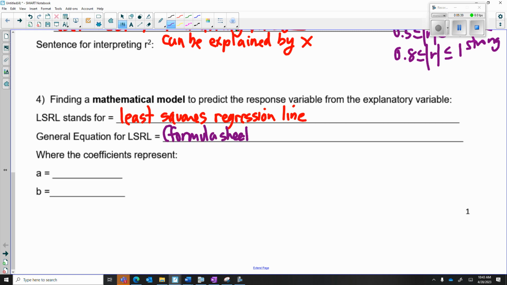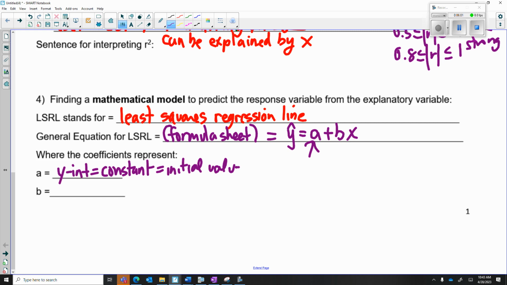But I will tell you it is y hat, which is the predicted value of y, equals a plus bx, where the coefficients a and b represent: the y-intercept is the a, which is the constant. That's like the initial value in the real world setting. Predicted initial value, by the way, we've got to use the word predicted or expected or average. And then the b is the slope, and that's also known as the rate of change.